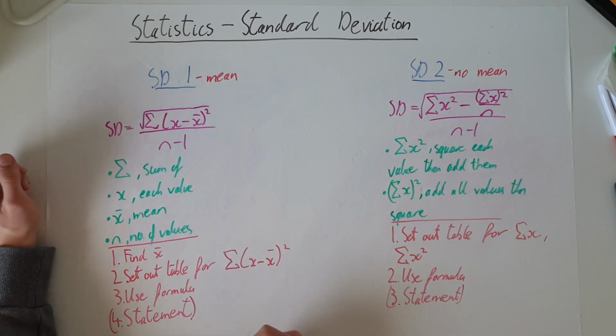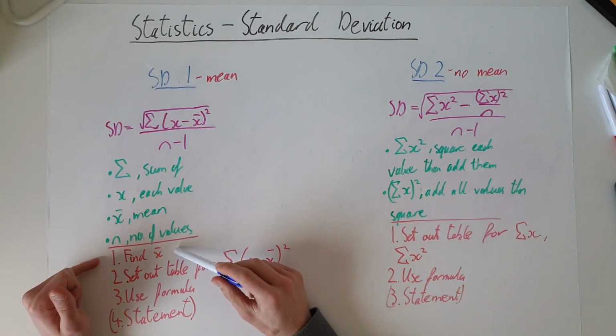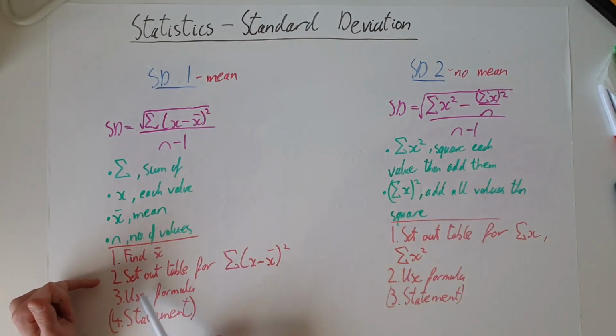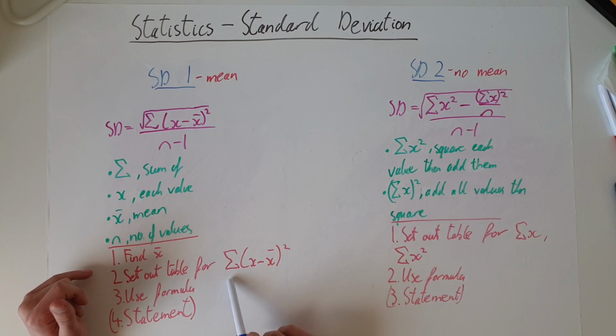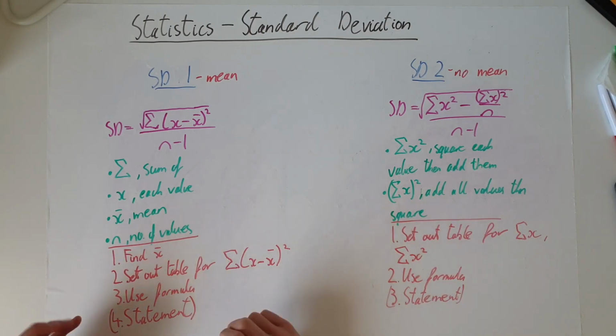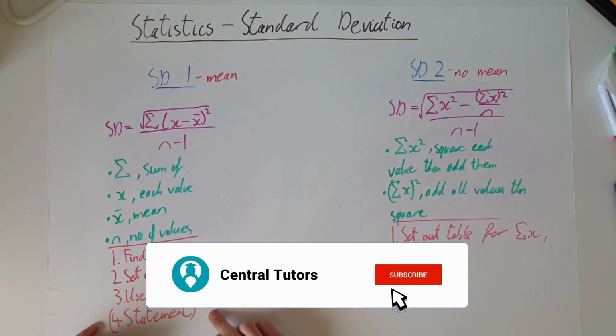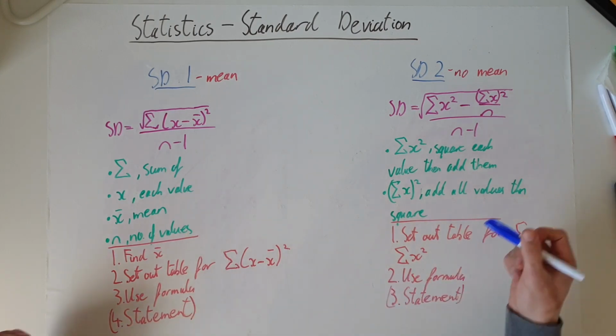So for using this formula, we would first of all find x bar. Then we would set out a table, and I'll show you this in our examples, to find the sum of x minus x bar squared. We would then use our formula, and then the reason I've got statement in brackets is sometimes a question will ask you to make a statement. Not always, but sometimes, and you need to be prepared to do that. And I'll show you how to do that when it comes to it.